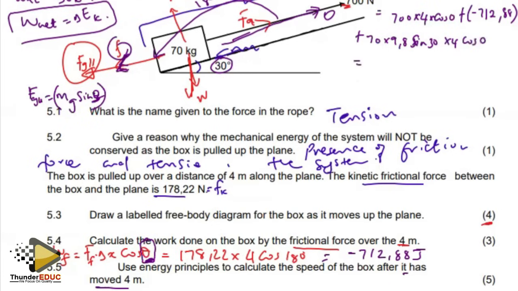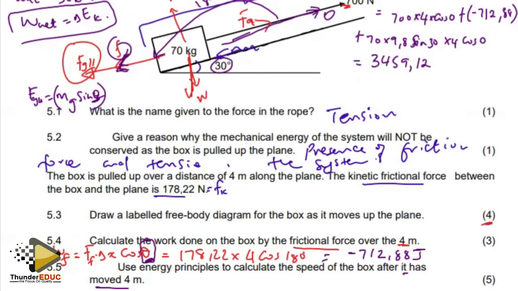So if I punch that into my calculator, first 700 times 4 cos of 0, I'm getting 2.8. Okay, negative 712.88 plus 70 times 9.8 sine of 30, and then I'm multiplying by 4 cos of 0. So this is giving me 3459.12. So this is just the net work.